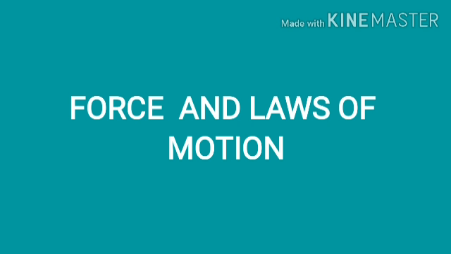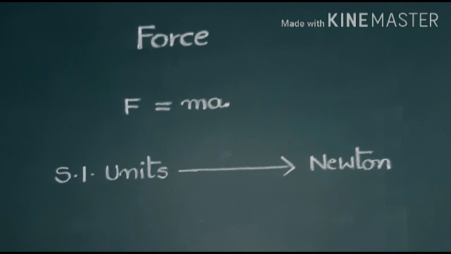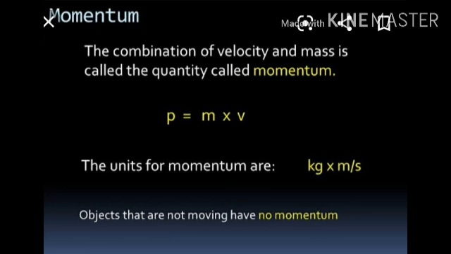And today I'm going to remind the formulas. Force formula F equal to ma, and the SI unit of force is Newton. From Newton's second law, we have already discussed a new term, that is momentum. What is momentum? The product of mass and velocity is known as momentum. It is a mathematical definition, P equal to m into v. And the units, mass is measured in kg and velocity in meter by second. Kg meter by second is the unit of momentum.